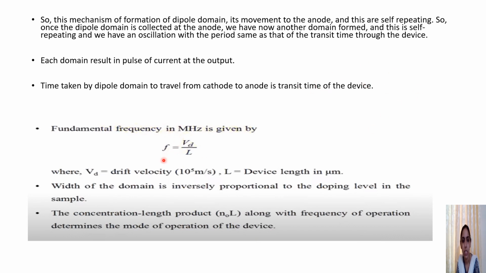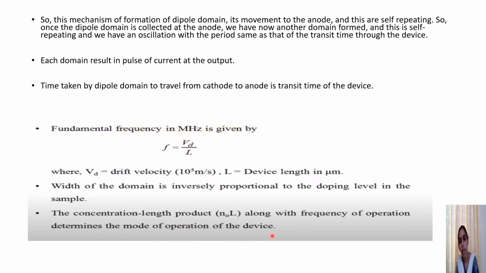And how will the frequency of the oscillation be? The fundamental frequency in megahertz is given by Vd by L, where Vd is the drift velocity and capital L, as we have seen, is the device length in micrometers, that is, the specimen length of our gallium arsenide. The width of the domain which is formed will be inversely proportional to the doping level in the sample. You also have to remember that the product of the concentration and the length, N naught into L, along with the frequency of operation, is going to determine the modes of operation in the device.